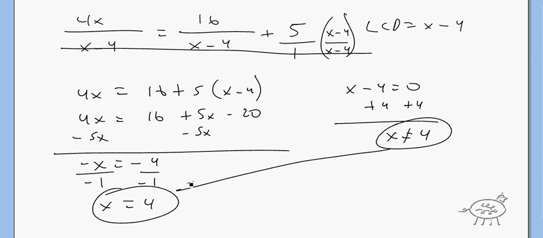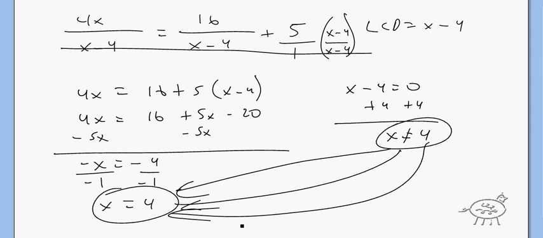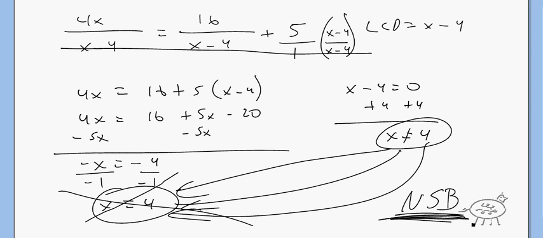Oh! Warning, danger, danger. X equals 4 though. But I just said x can't be equal to 4. So it can't be one of my answers. Because if I stuck a 4 back into the original problem, I get 4 times 4, 16 over 0. You can't have that. So my answer is NSB. No solution, baby. Okay? So that's why you always have to check it at the end.